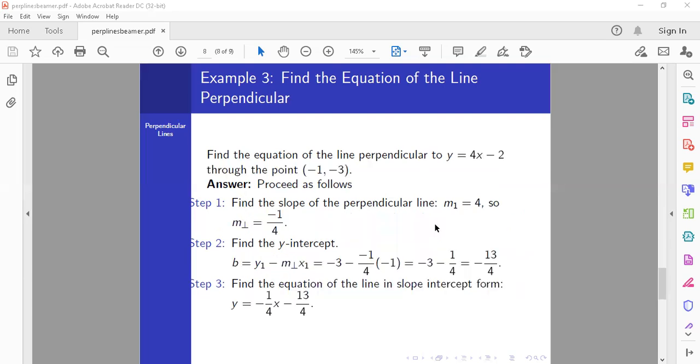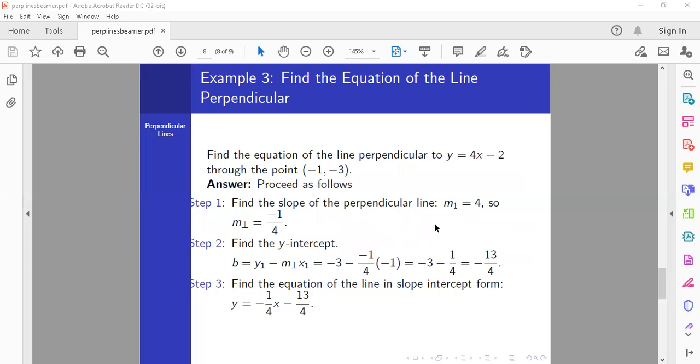Here's another example. Find the equation of the line perpendicular to y equals 4x minus 2 through the point (-1, -3). Again, we proceed by following our steps. Find the slope of the perpendicular line. So we pull out the slope of the line that we're given, which is 4, and we take the opposite reciprocal of 4, and we get -1/4.